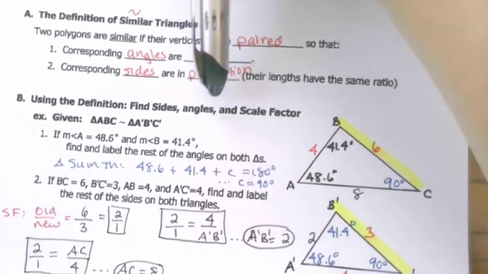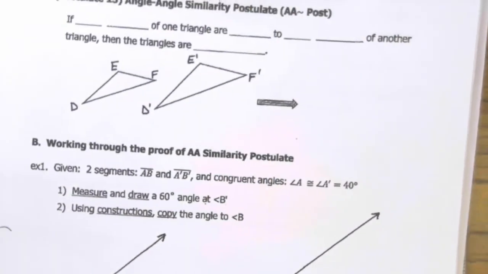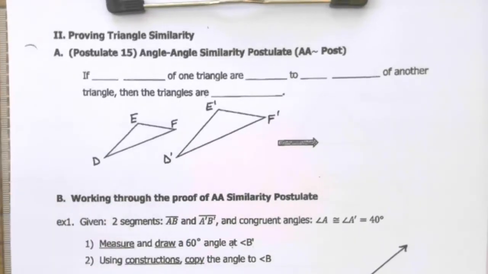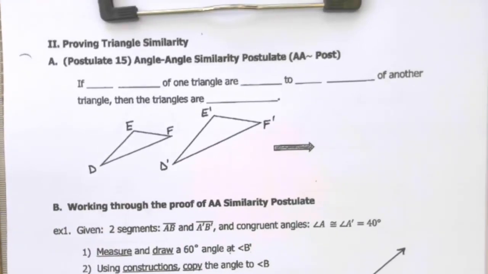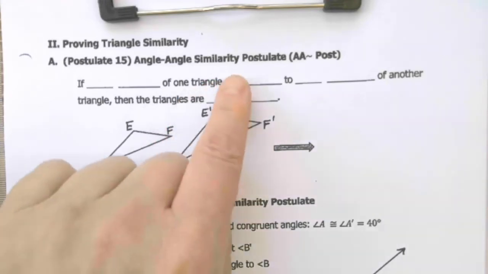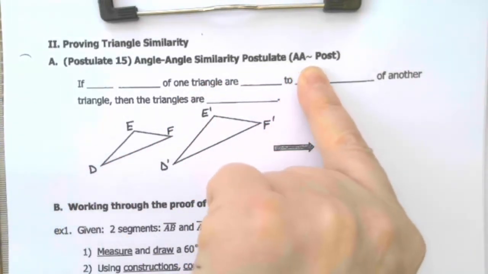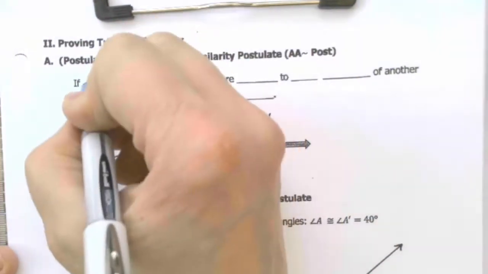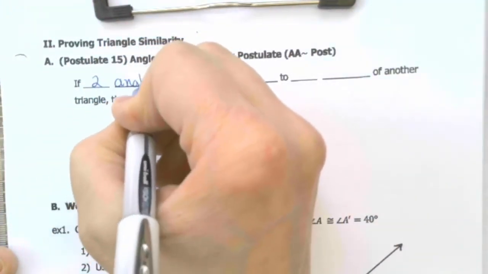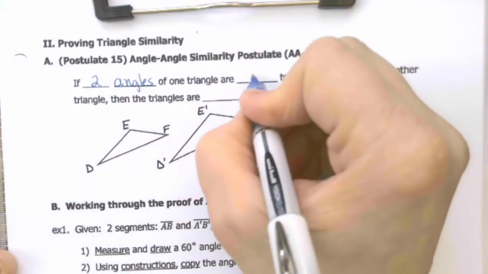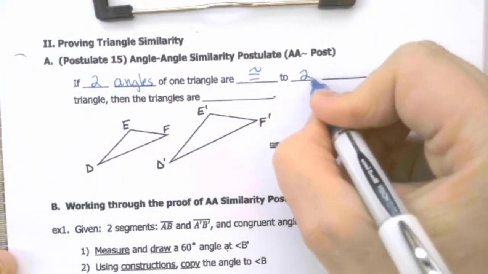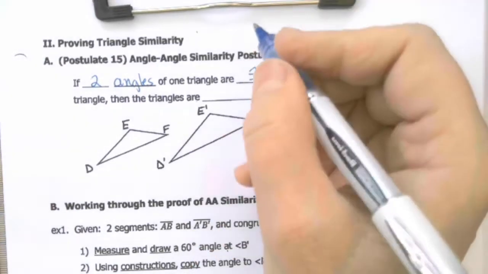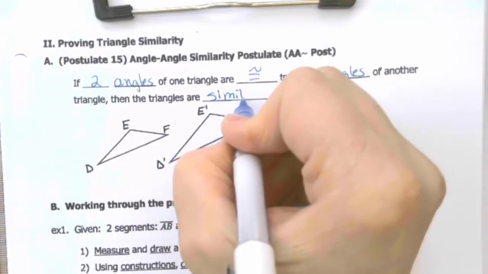Now, of course, we have other ways to prove similarity than just the definition. So here's our first postulate, postulate 15, angle similarity postulate. Notice it is AA with a similarity symbol on it. That's your title. This postulate says if 2 angles of one triangle are congruent to 2 angles of another triangle, then the triangles are similar.